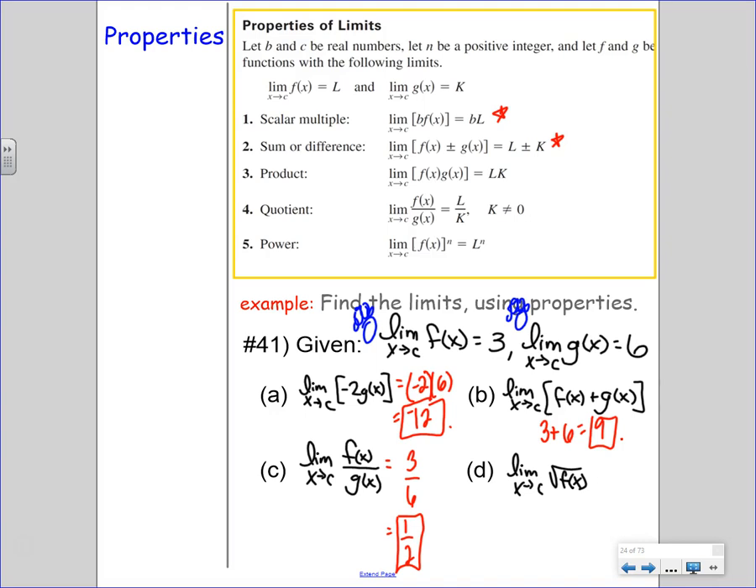And letter D, okay, he's a little weird. There's no square root property, but what property can we use? Power. Because the square root is what power? 1/2 power. If it was a cube root, 1/3, fourth root, 1/4.